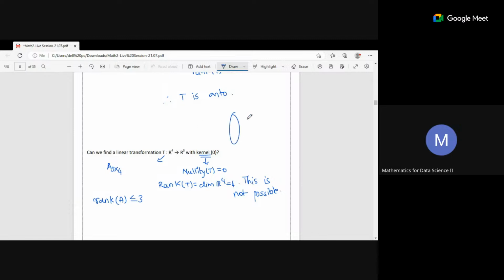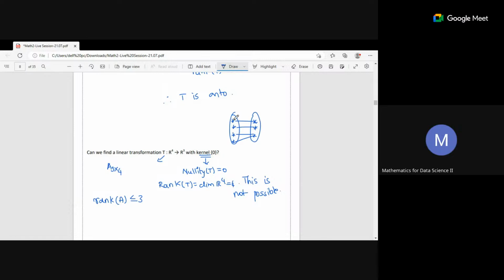Suppose you are having 4 elements here, and you are having only 3 elements here. Is it possible that each one in the codomain will have a unique pre-image? No, ma'am, it is not possible, right? That's all is the concept here also.